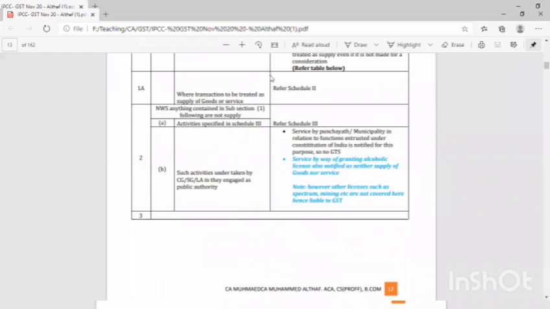They are saying that in the case of alcoholic liquor, all of us know that alcoholic liquor is actually not a supply.